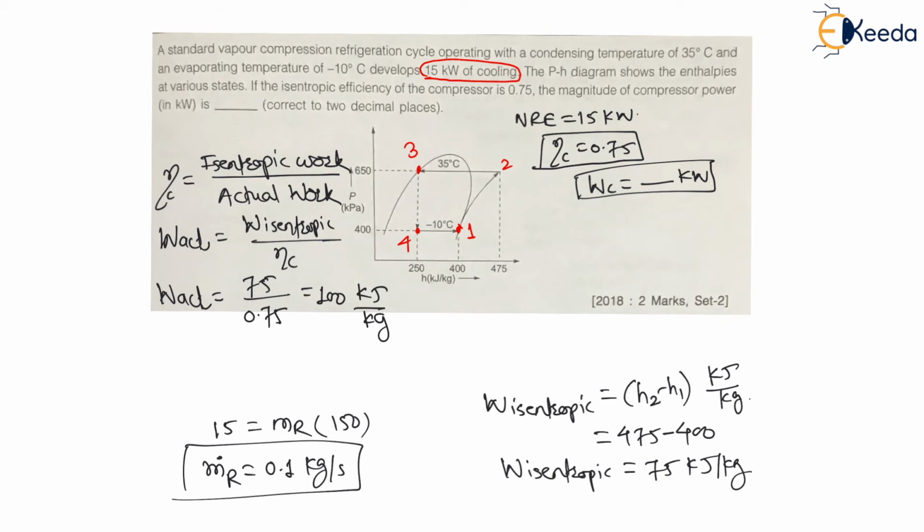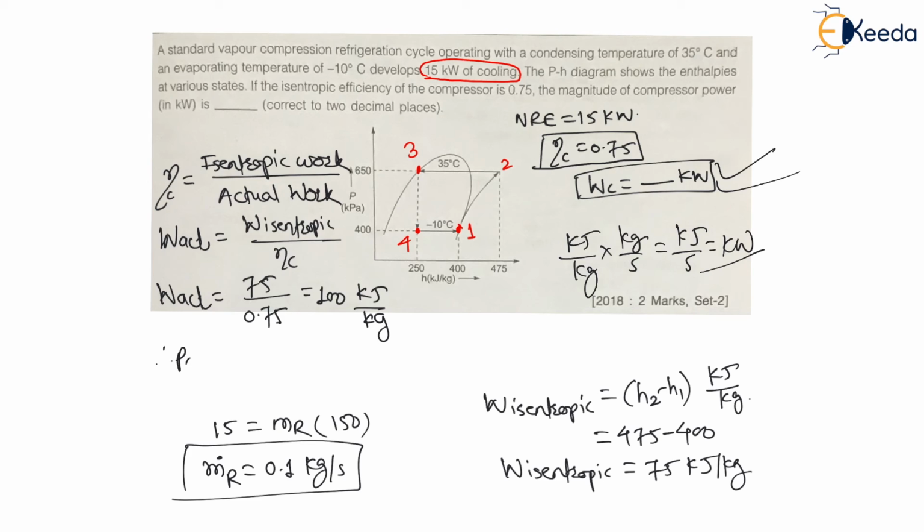But my dear students, they are asking power here, the magnitude of compressor power, right? They are asking compressor power, and power is in kilowatt. This answer is in kilojoule per kg. Now, if I multiply this answer, kilojoule per kg, with kg per second, that is mass flow rate, then the answer will be in kilojoule per second, which is nothing but kilowatt. Therefore, here we have to find power in kilowatt.